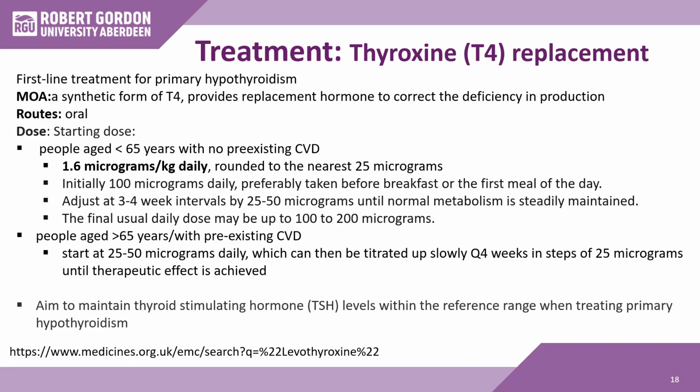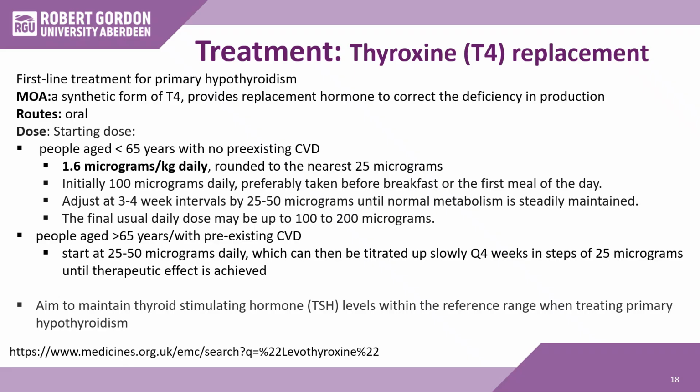Okay. So in regards to treatment, the first-line treatment for primary hypothyroidism is levothyroxine, or synthetic T4 as we know it. The mode of action is that the synthetic form of T4 provides a replacement hormone to correct the deficiency in production. So really, it's almost similar to how insulin is used to replace the insulin that's missing in type 1 diabetes. It's an oral medication.